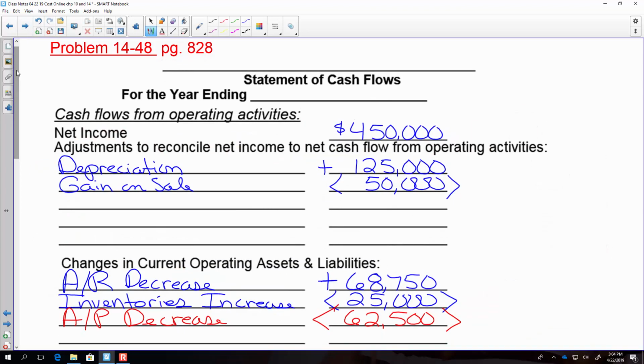All right, problem 48 is an example that you can compare your work with mine. It begins on page 828. It shows basically a balance sheet, right, and an income statement in the template. And it's a little more complicated than just giving you amounts, right? So as you can see, there's a gain on sale. Now, what we're trying to accomplish here is start from net income. That's the 450,000. We got this from the income statement. So this is given here.